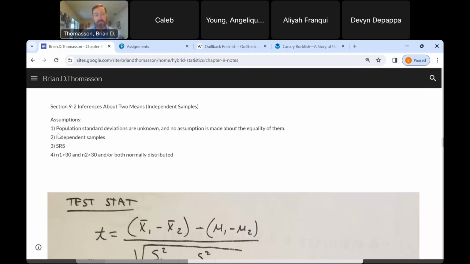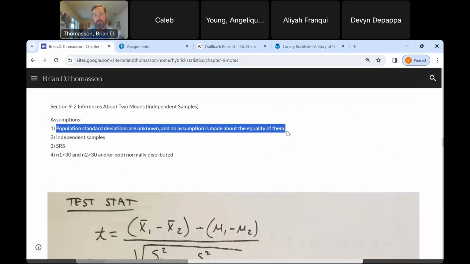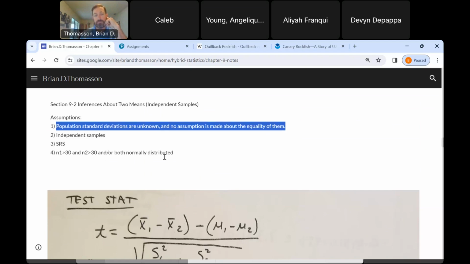So our assumptions: the population standard deviations are unknown and no assumptions are made about the equality of them. There's actually a couple different cases of this. This is the simplest and most common, where we're assuming that we don't know anything about the population standard deviations and we don't care if they're equal or not. We have independent samples, simple random samples, and we have to have large samples above 30 or normally distributed. One of those will work.